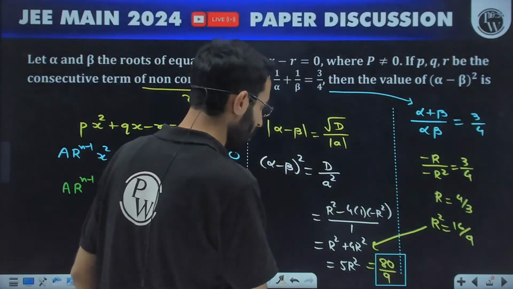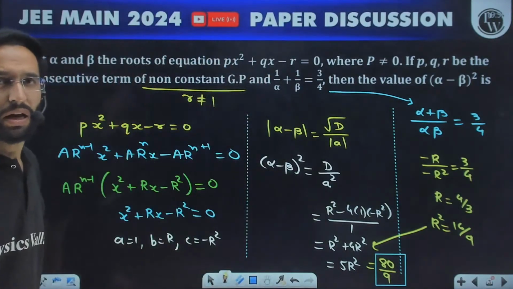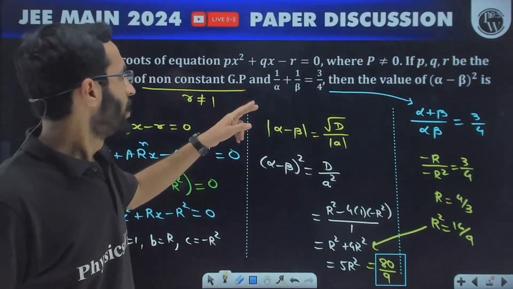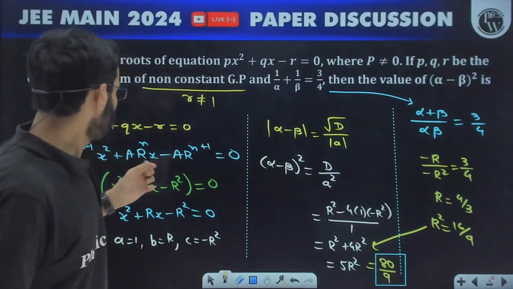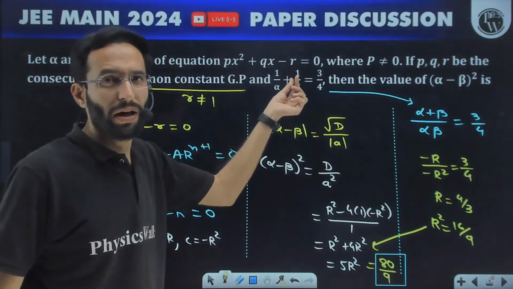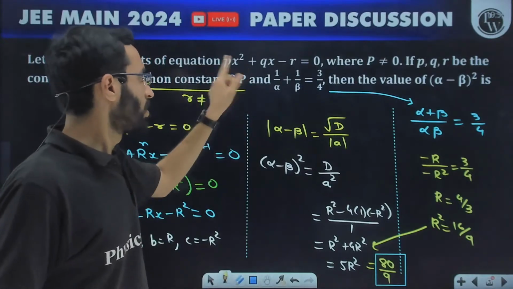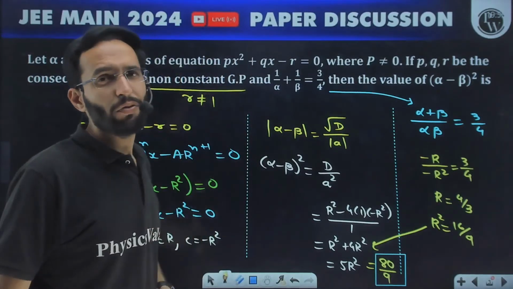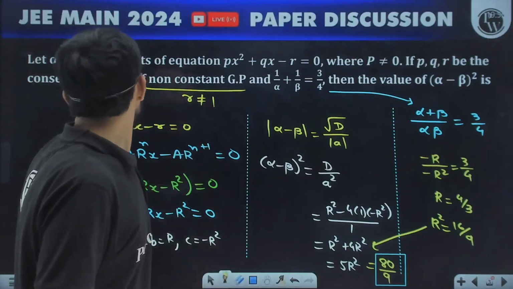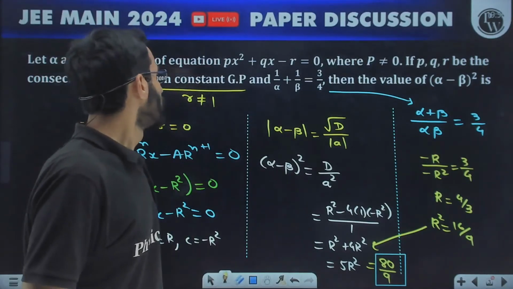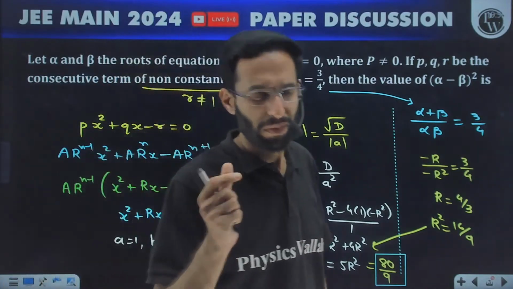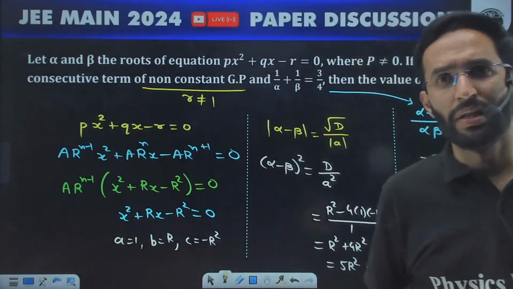Is it clear, everyone? Can we move towards the next question? This is one way of doing this question. Another way: you begin with alpha plus beta as minus q by p, alpha into beta as minus r by p, and then you apply that p, q, r are consecutive terms of a non-constant GP, then also you can do it. That will become a little bit lengthier, not more than that.